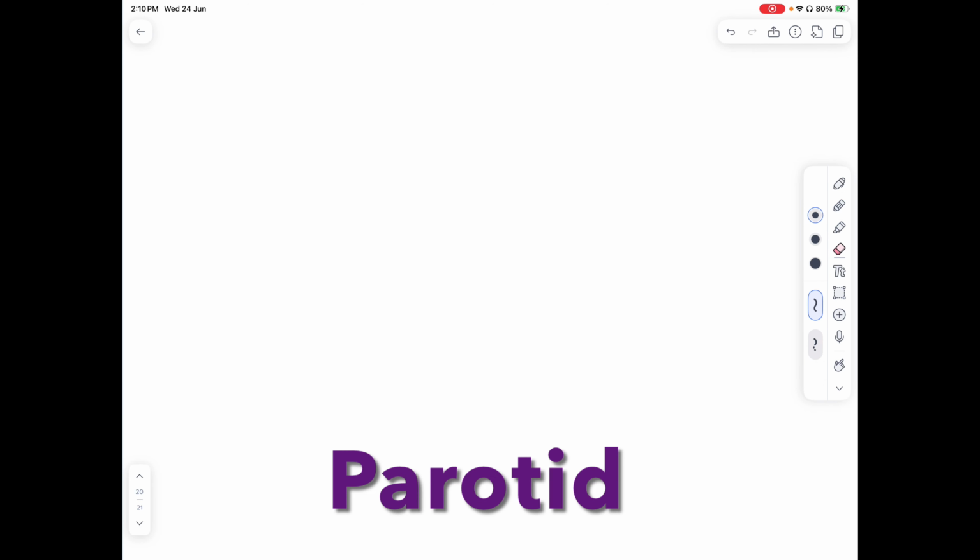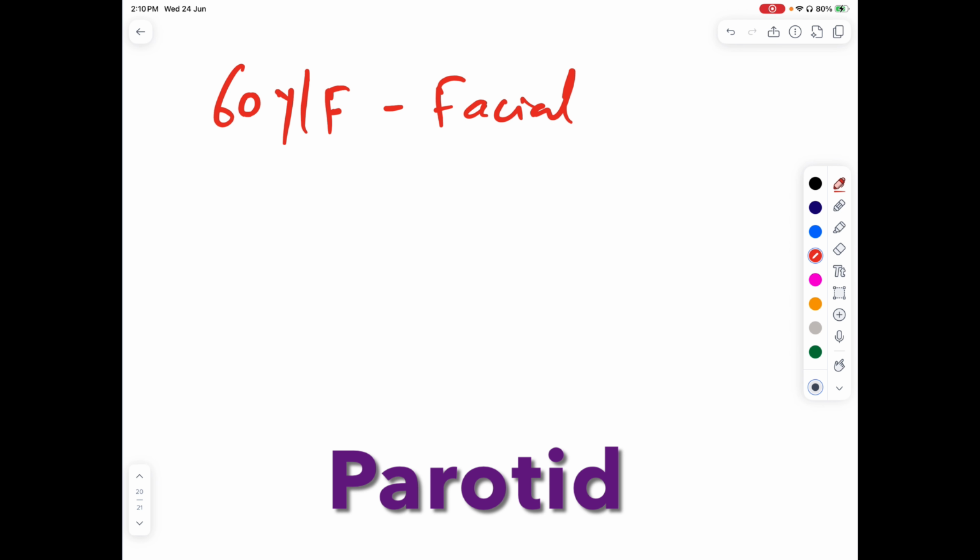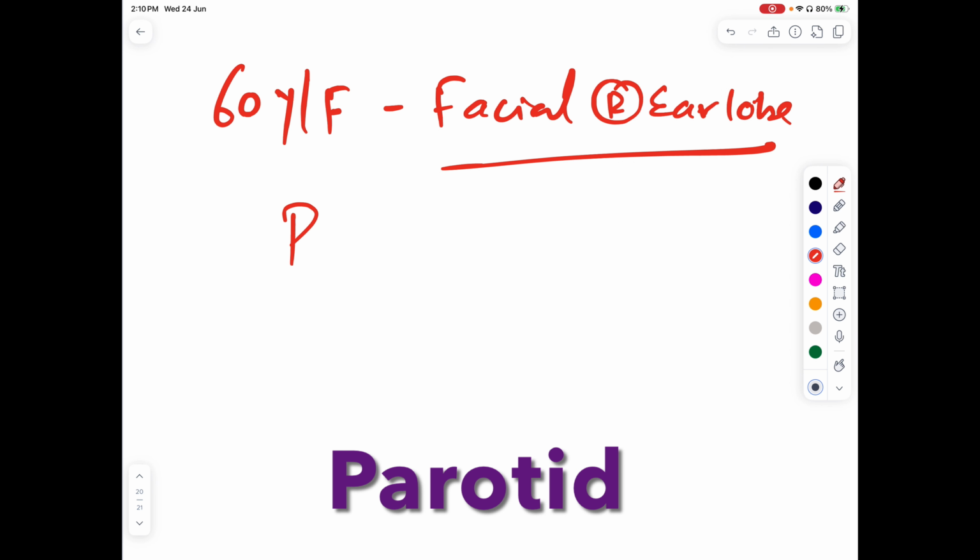A 60-year-old female outpatient presents with unilateral facial swelling, swelling on the face, at the right earlobe. The earlobe is raised, which means it is something related to the parotid.